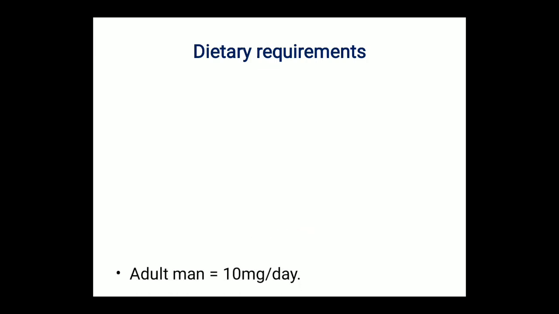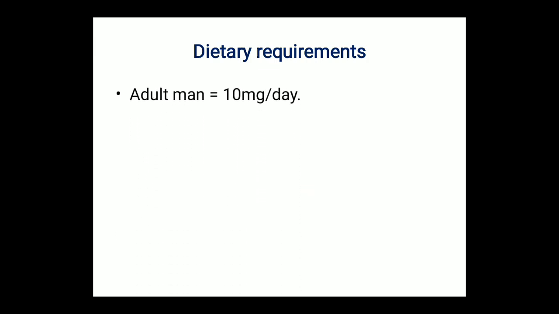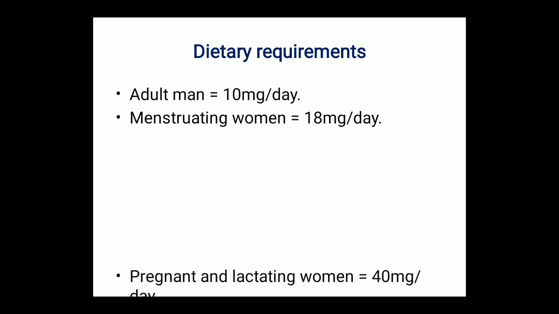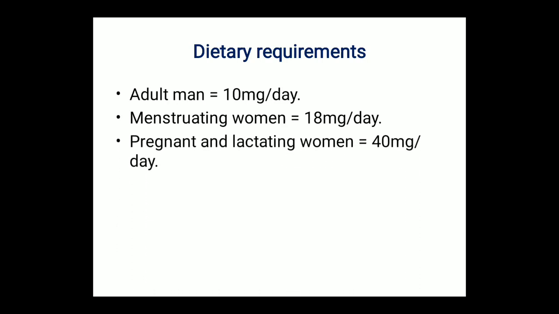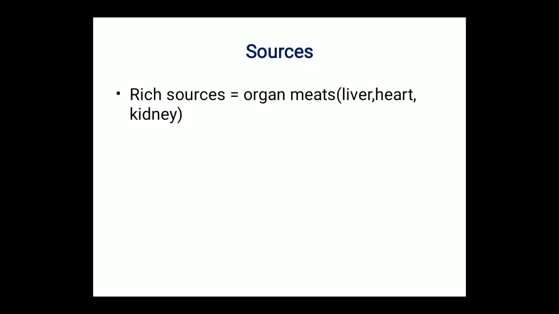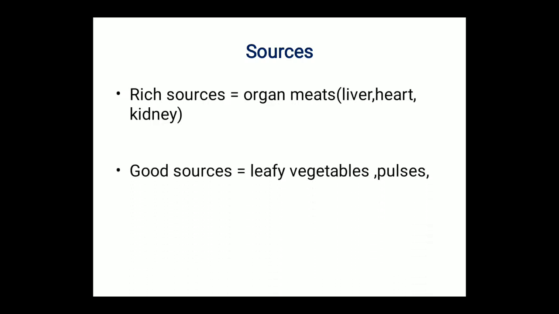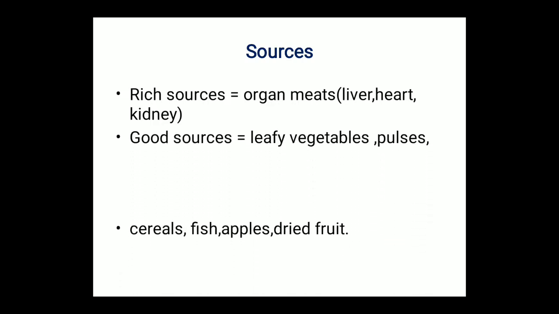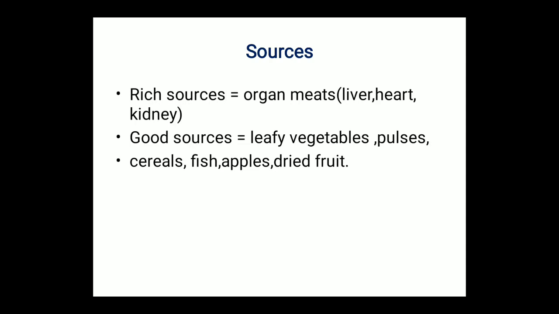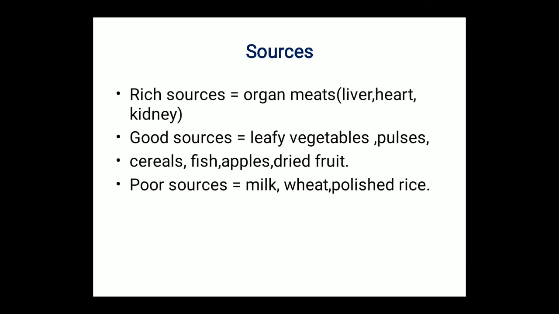Dietary requirements: adult male 10 milligram per day, menstruating woman 18 mg per day, pregnant and lactating woman 40 mg per day. Source of iron: rich sources of iron are organ meats like liver, heart and kidney. Good sources: leafy vegetables, pulses, cereals, fish, apples, dry fruits. Poor sources: milk, wheat, polished rice.